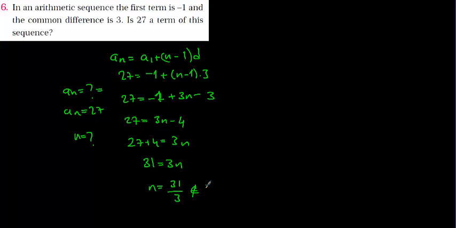Which is not an element of natural numbers. If it is not an element of natural numbers, 27 is not a term of this arithmetic sequence.